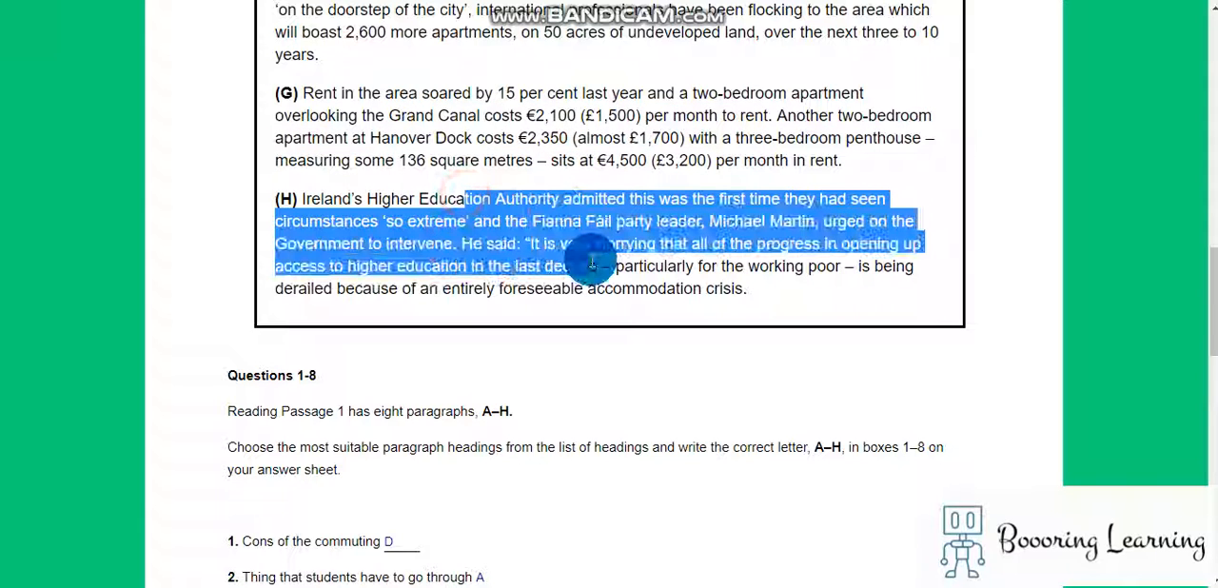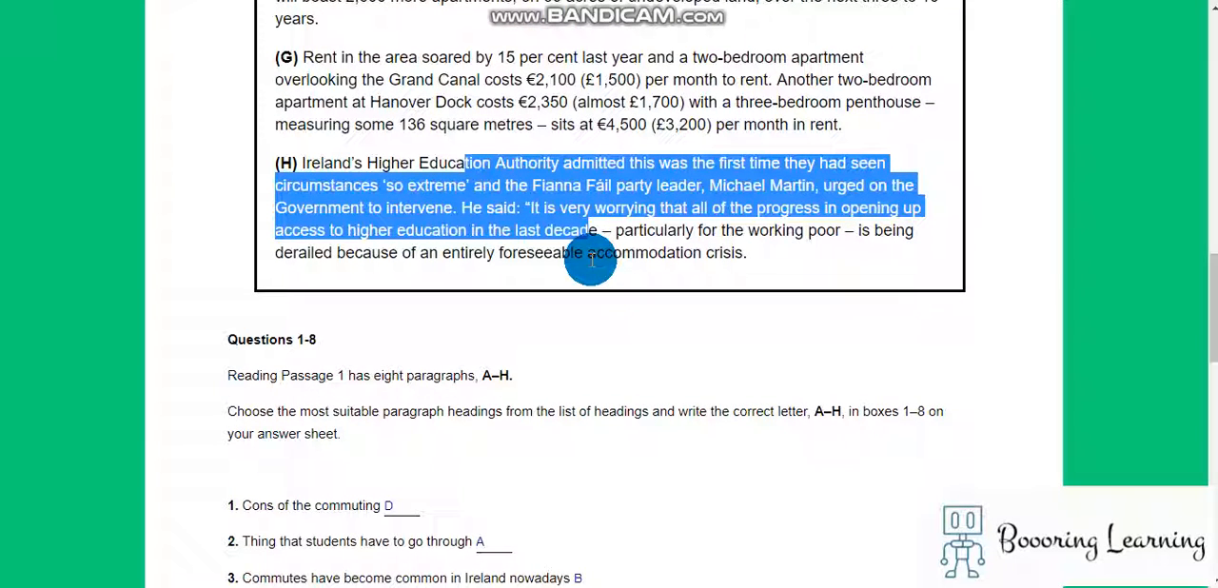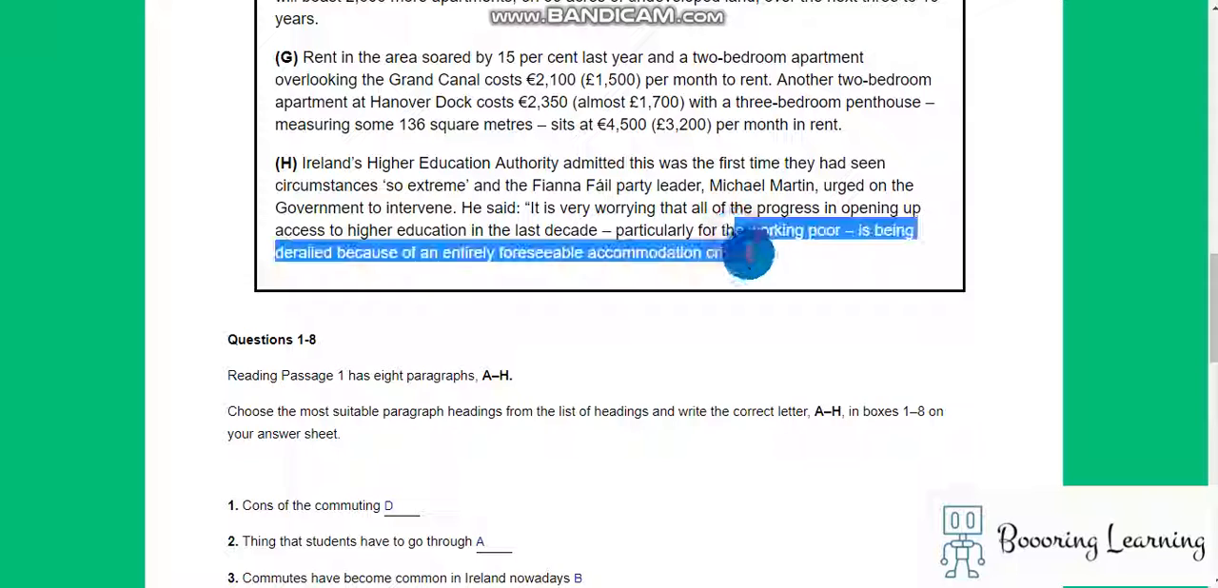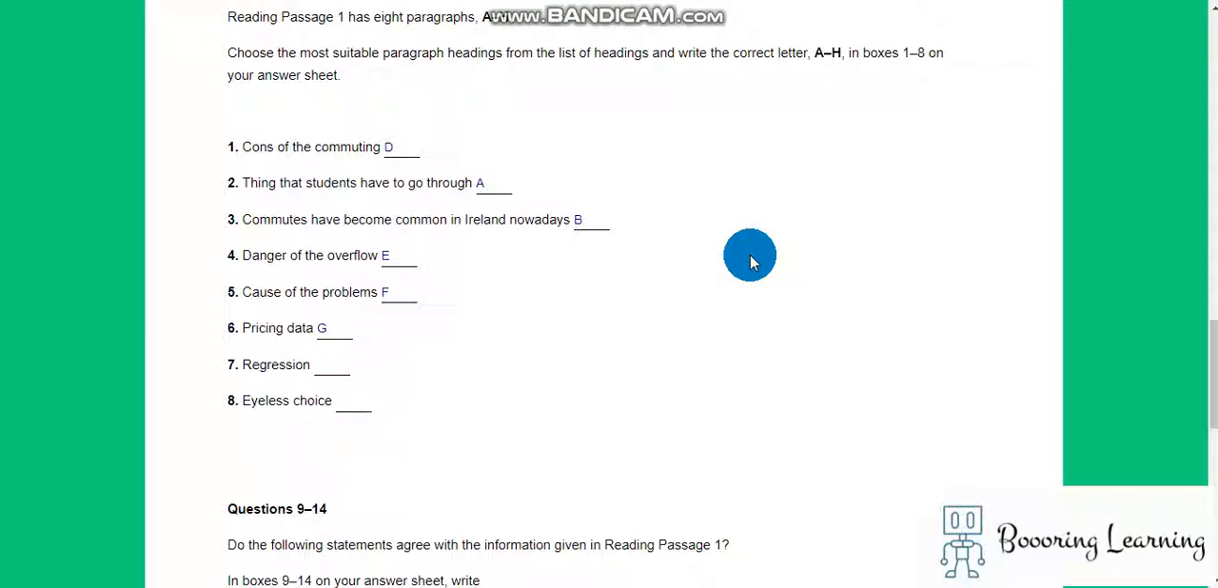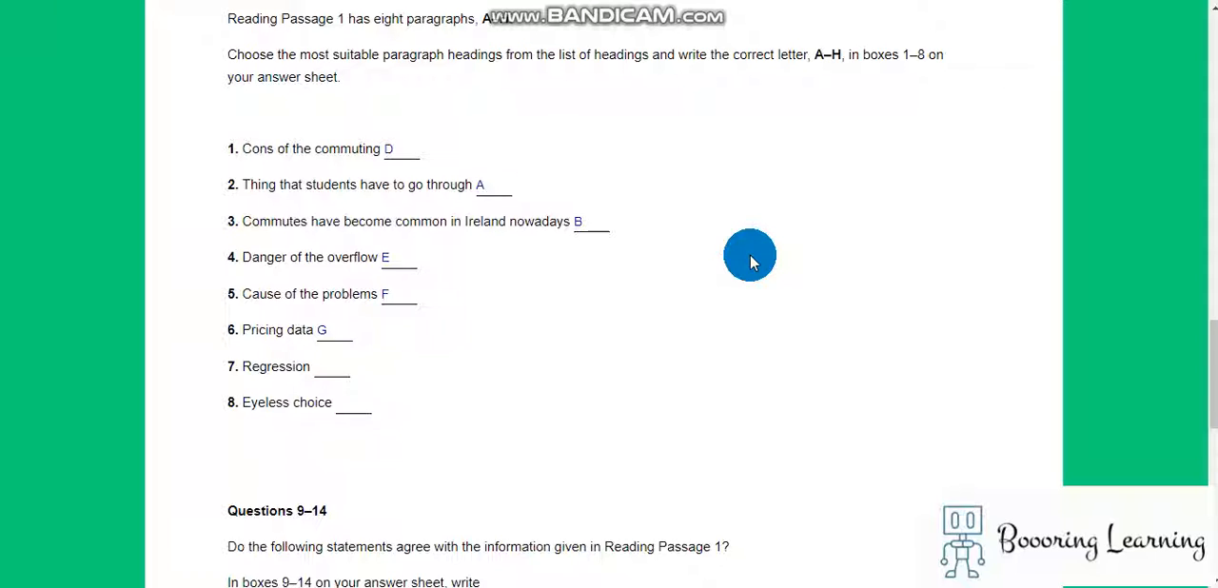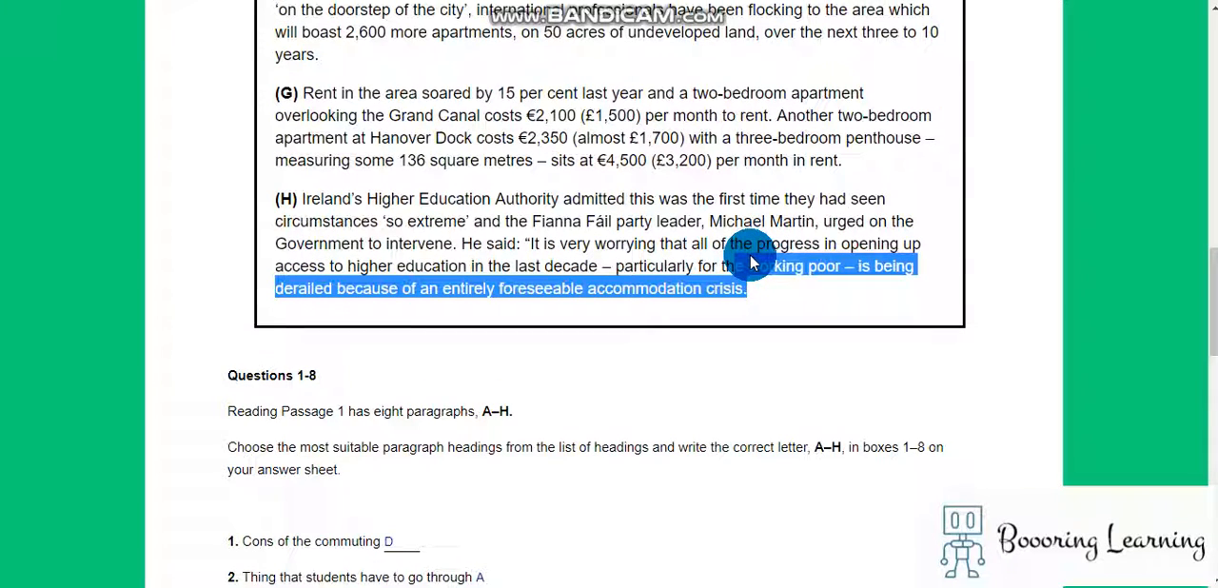Ireland's Higher Education Authority admitted this was the first time they had seen circumstances so extreme, and the Fianna Fáil party leader Michael Martin urged the government to intervene. He said it's very worrying that all of the progress in opening up access to higher education in the last decade, particularly for the working poor, is being derailed because of an entirely foreseeable accommodation crisis. Okay, regression.